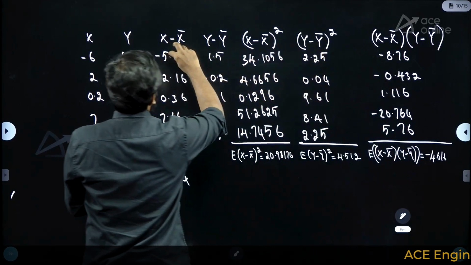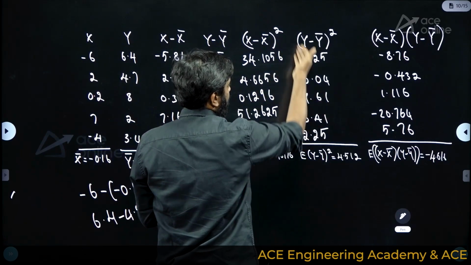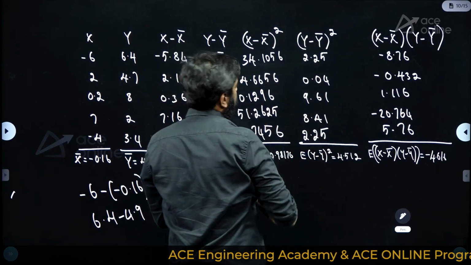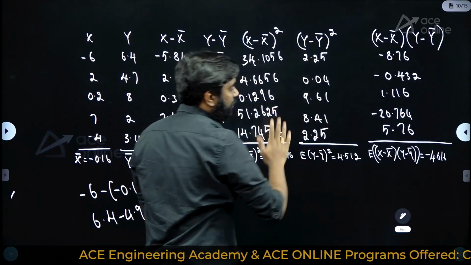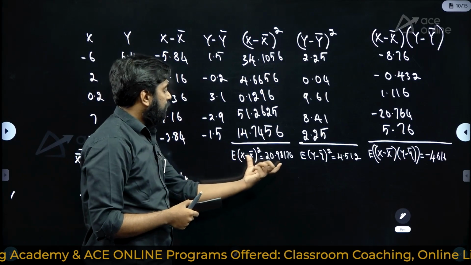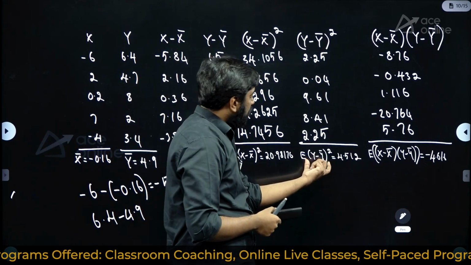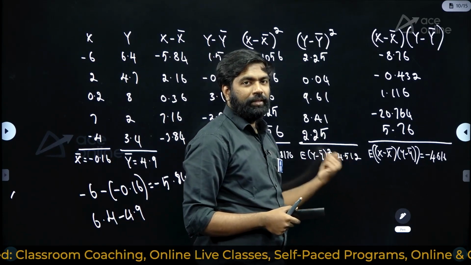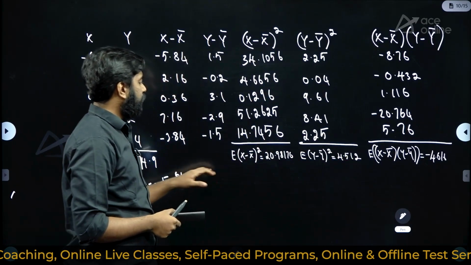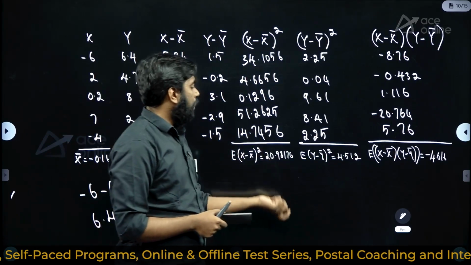Similarly, you take the square of this. This is what is written, and then you average. Average means add all this and divide by 5. I added all of them and divided by 5. I got 4.512. If you carefully observe, this is nothing but the variance of x. This is nothing but the variance of y. So we have variance of x, variance of y. If you know the variance, you can find the standard deviation by simply taking the square root of this, square root of this.